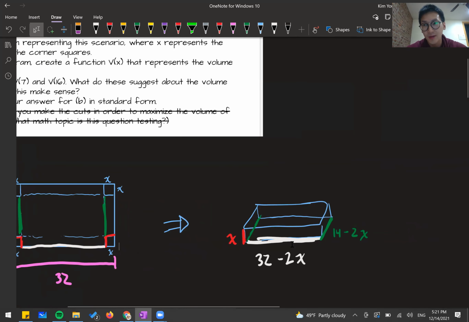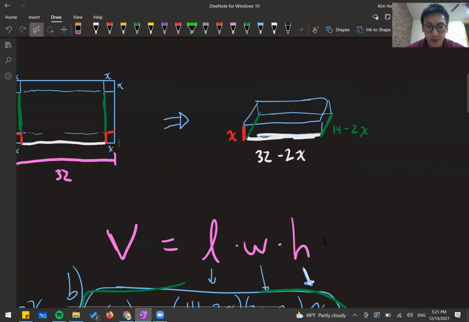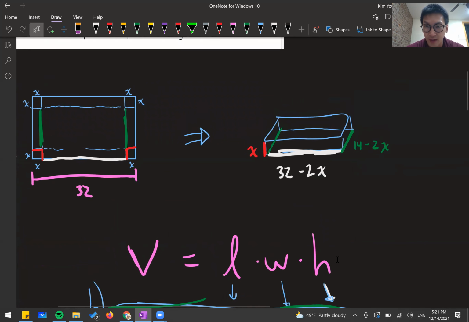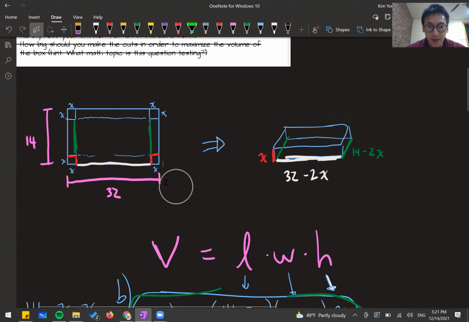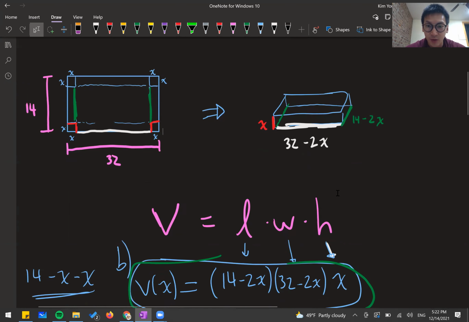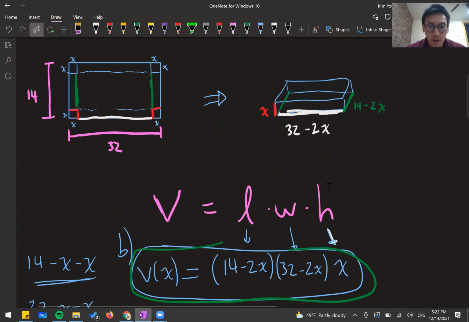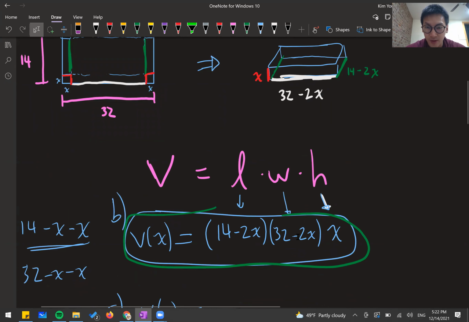Cool. Okay, so after you get the box, notice that this is a rectangular prism. So we can use the volume formula for the rectangular prism, which is length times width times height of the box. Based off of this color-coded diagram, we can find exactly what each of these things are. L is 14 minus 2x, width is this.